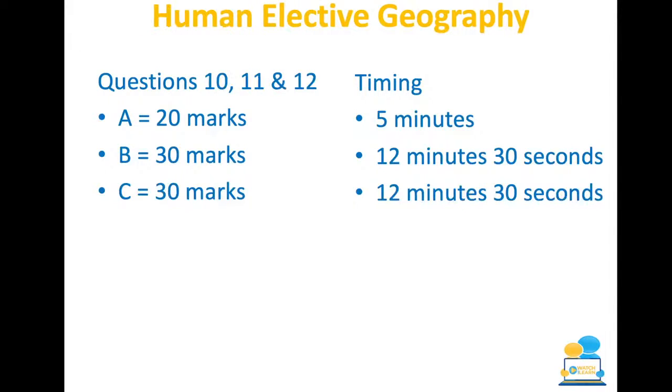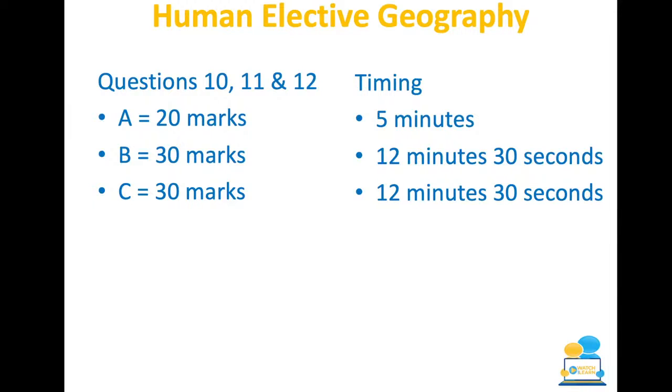Your human elective then is questions 10, 11, 12, and again it's the same. Section A is 20 marks, B and C is 30 marks. Your timing, it's 5 minutes for the 20 marker, 12 minutes 30 seconds for B, and 12 minutes 30 seconds for C.